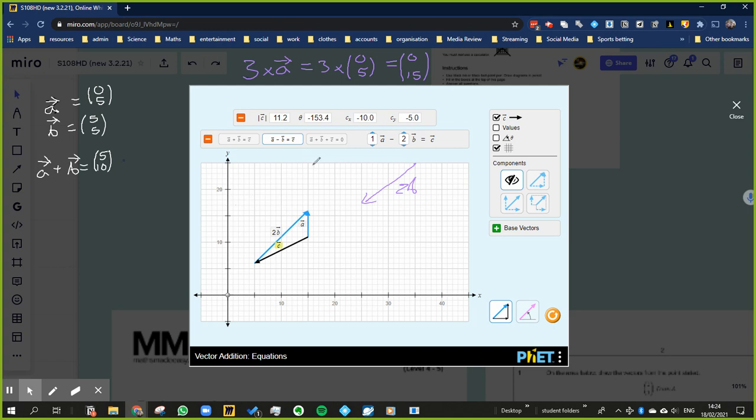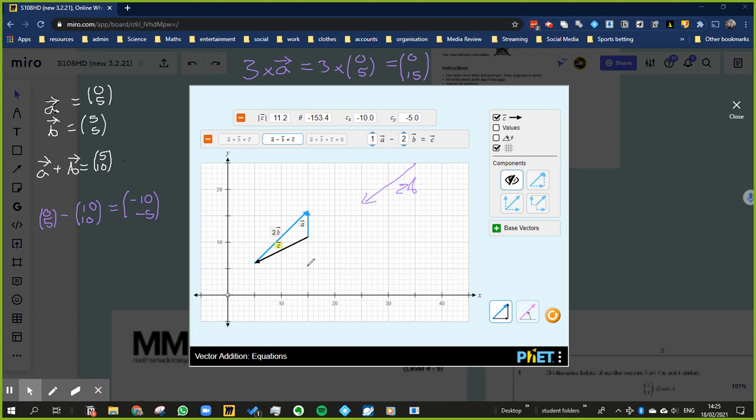So I did A minus 2B. So we've got A there and we've got B there. So we're going to do 0, 5 minus 2 times 5, 5. So 0 minus 10, and that's going to be equal to negative 10. And 5 minus 10, negative 5.